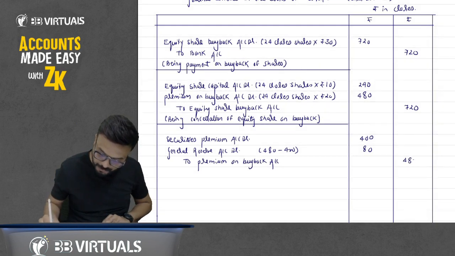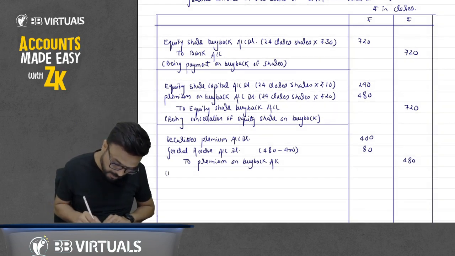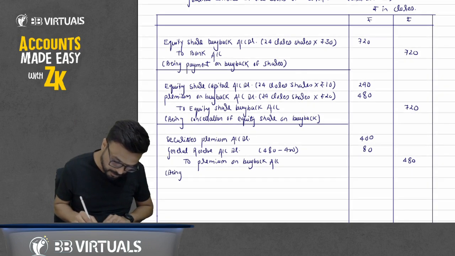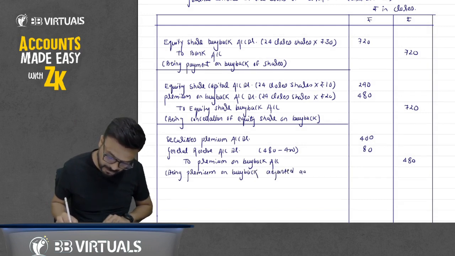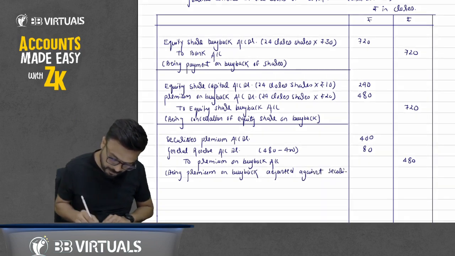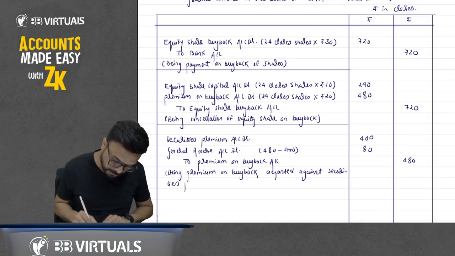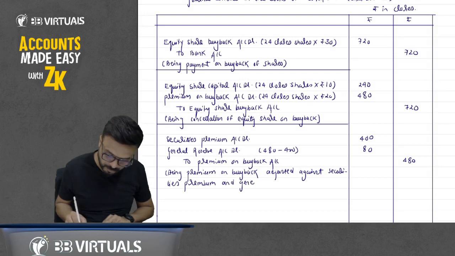It is 480. Now being premium on buyback adjusted against securities premium account and general reserve.